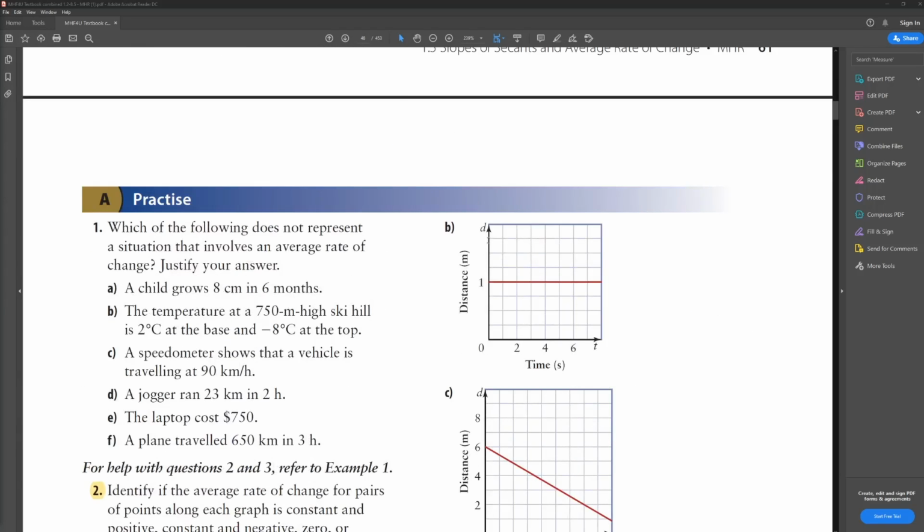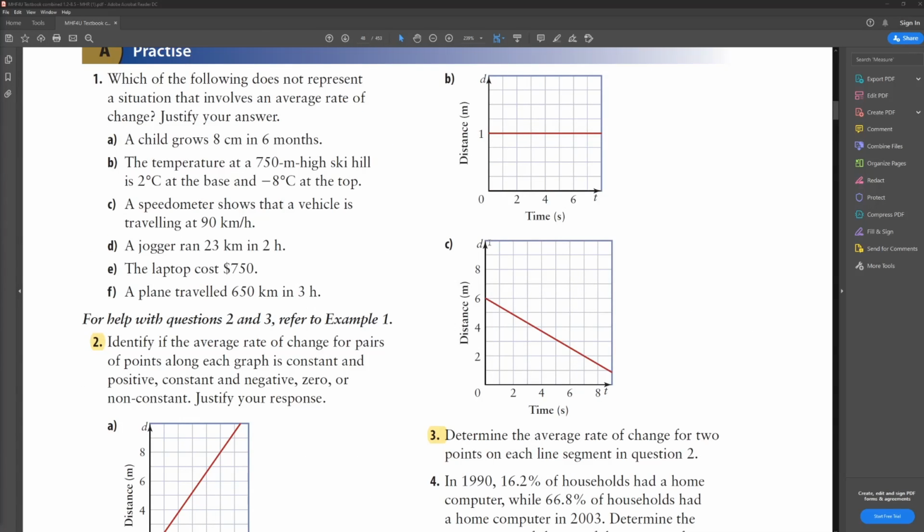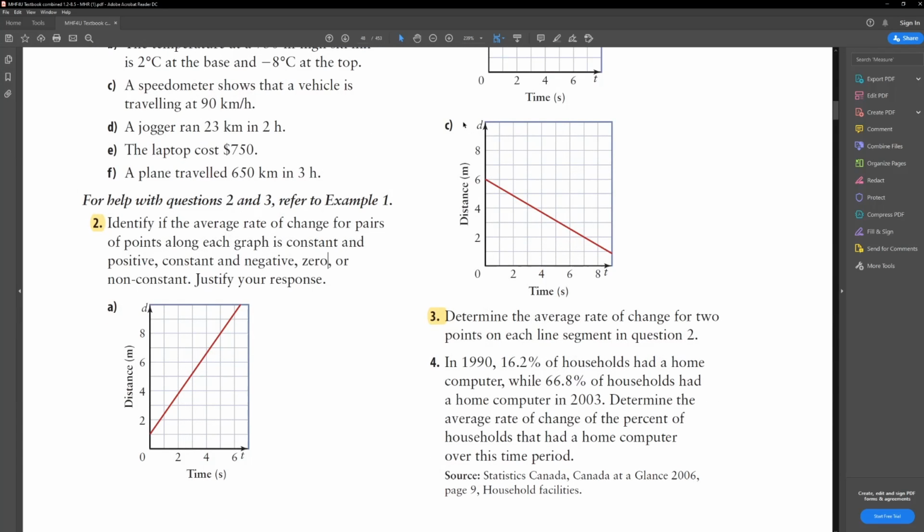Then for B, we see that it is a horizontal line, so its slope is 0, therefore the answer would be 0. Lastly, we have C, which is a downward slanted straight line, which would mean it is constant and negative. Okay, now let's move on to question 3.